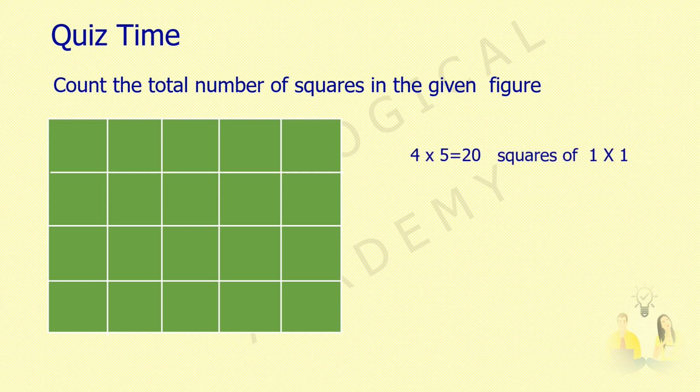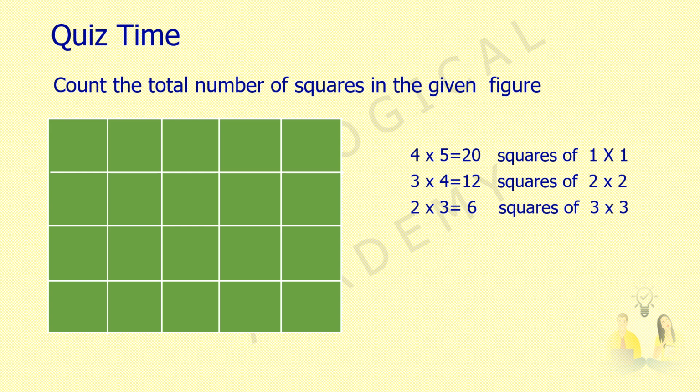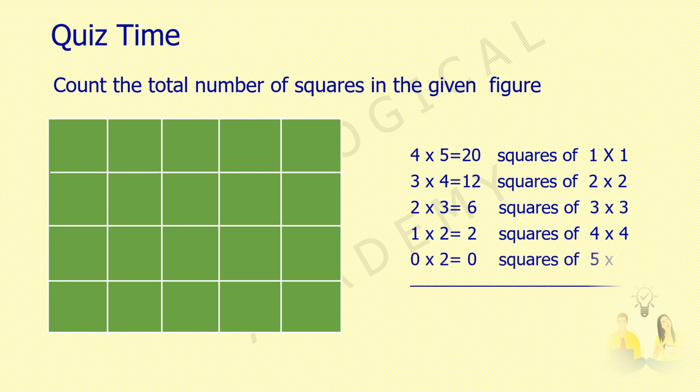We have 4 into 5, which is 20 squares of 1 by 1. 3 into 4, which is 12 squares of 2 by 2. 2 into 3, which is 6 squares of 3 by 3. And 1 into 2, 2 squares of 4 by 4. 0 squares of 5 by 5. In total, 40 squares.